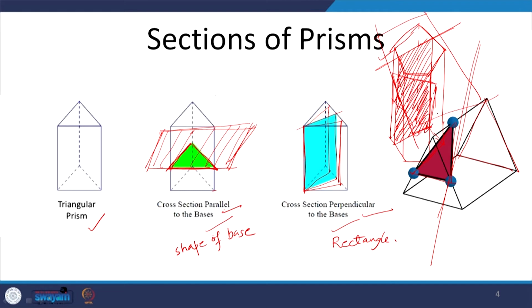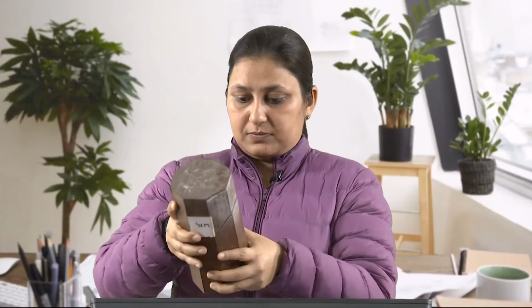So, in case it is inclined, we will actually be seeing the distorted shape of the base unless the section plane actually intersects through both the bases. If we are totally chiseling it off, in that case we will see a different shape. If it is cutting only one of the bases and through the height of the prism, then we will be seeing the shape of the base in a distorted manner, but if it cuts through both the bases, in that case we will be seeing a very different shape altogether. So, for example, this is a prism we have. This one is an octagonal prism.